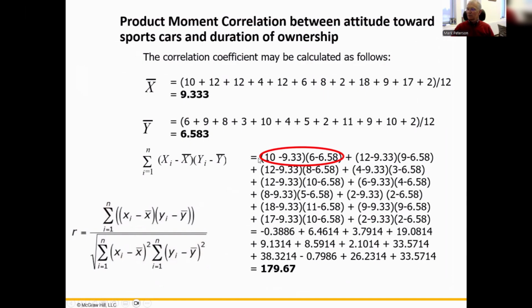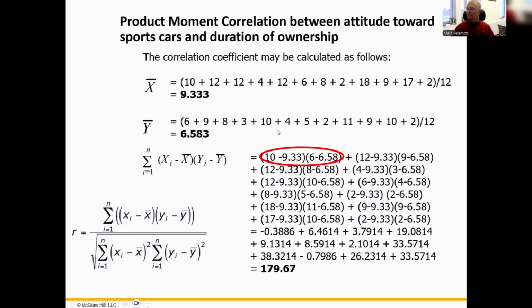And so we start taking our first cross product term. So we get a value of 10 here, and we subtract its X bar value here, and then we multiply that by the difference of the Y value for that respondent and the overall average value of Y. So that's our first cross product term.